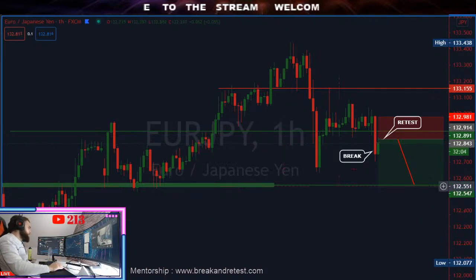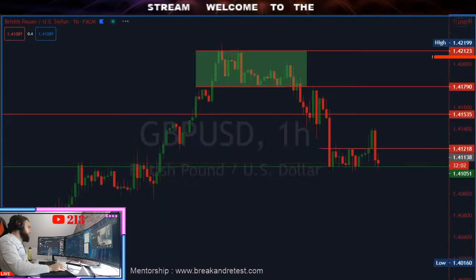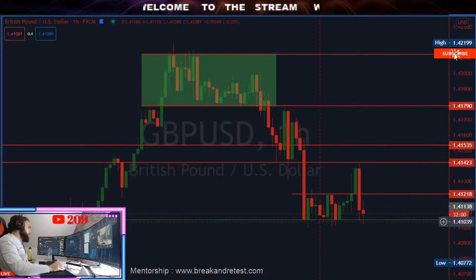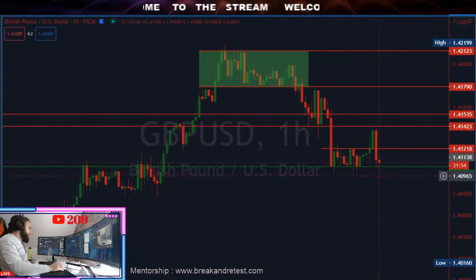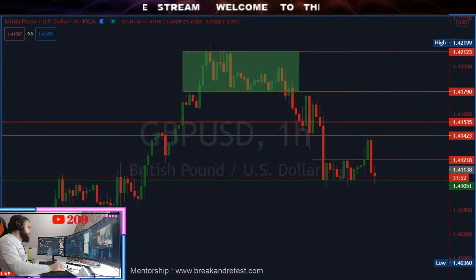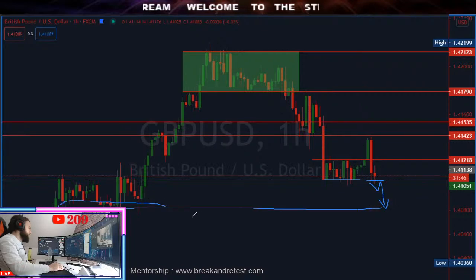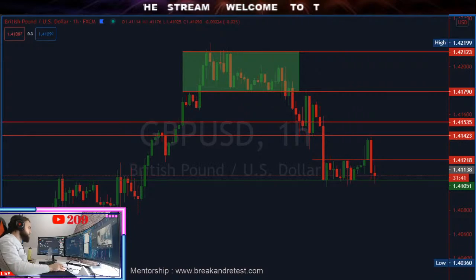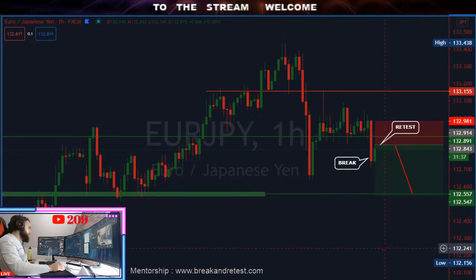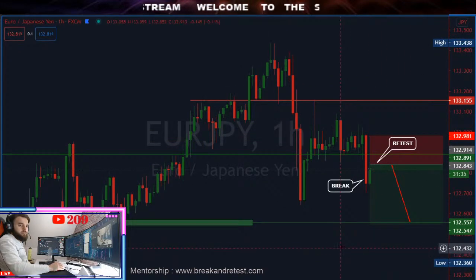Any updates on GU? Look, GU is still at support. You can see how it's getting rejected. So unless it breaks below, there's no trade on GU. You need to wait for a break below this support, then a retest and some continuation to the next support. It's very simple, but it's not a breakout yet. You need to wait.